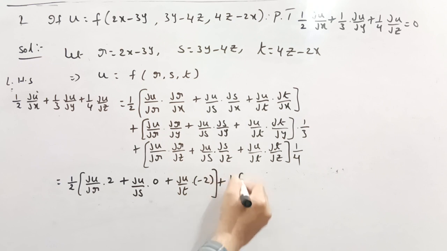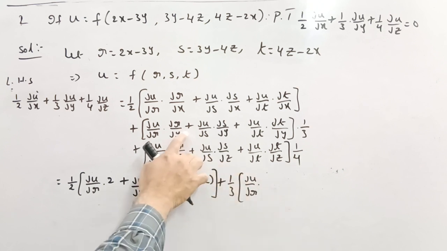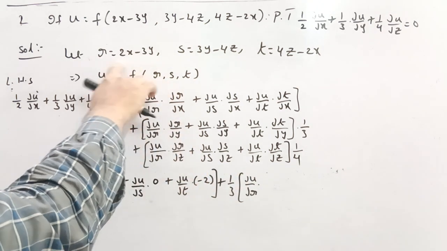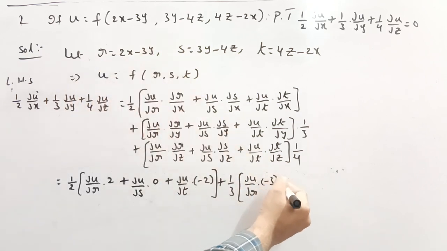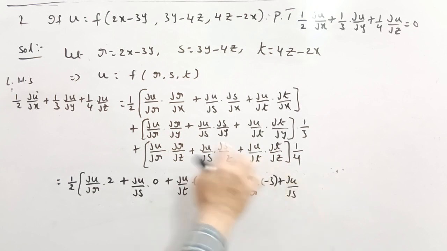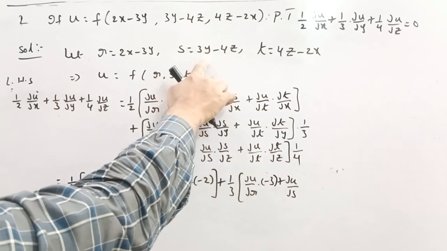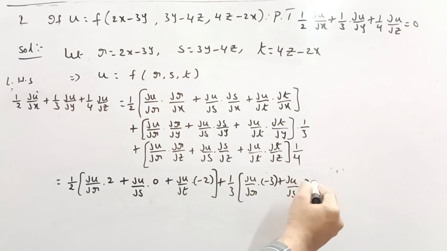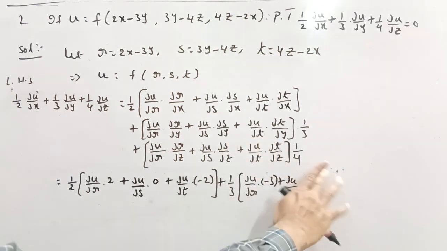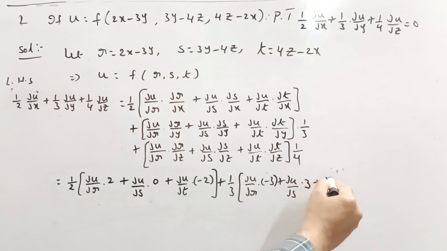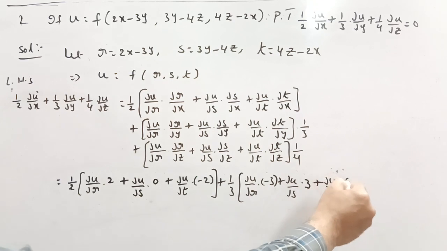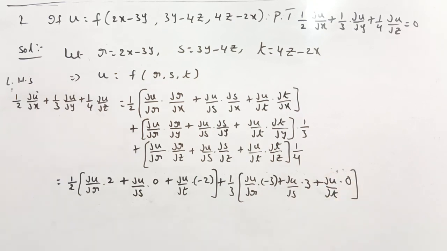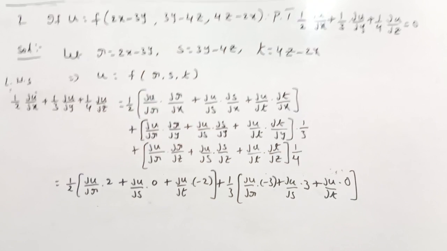Plus 1 by 3 ∂u/∂r into ∂r/∂y. So you have to differentiate with respect to y here. No y here, 0. y is 1, so I get minus 3. Plus ∂u/∂s into ∂s/∂y. y is 1, I get plus 3. Plus ∂u/∂t into ∂t/∂y. No y here, it becomes 0. Correct?